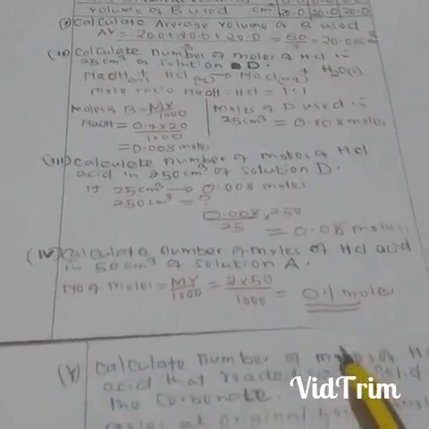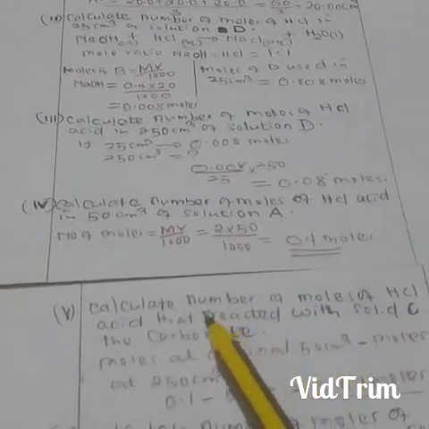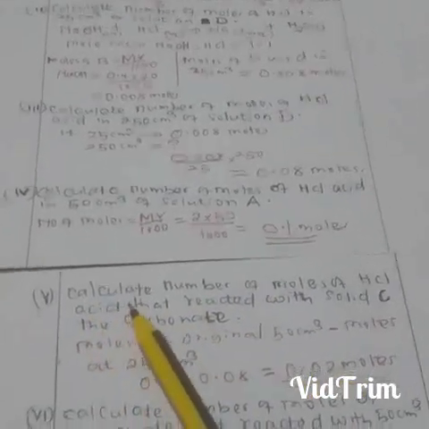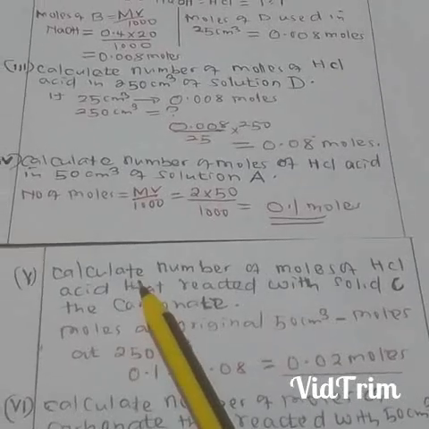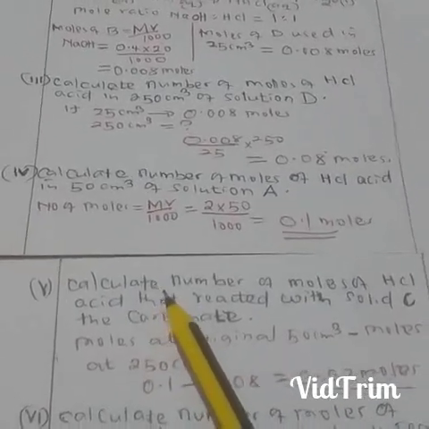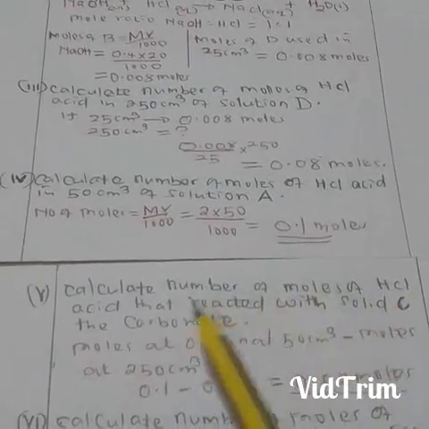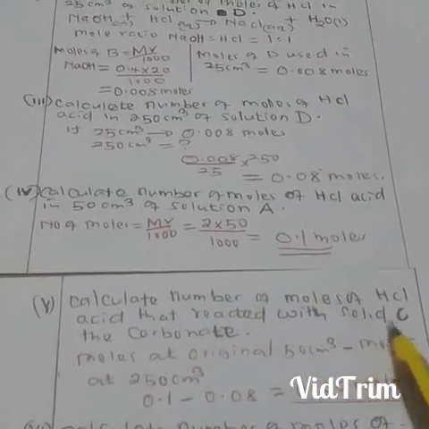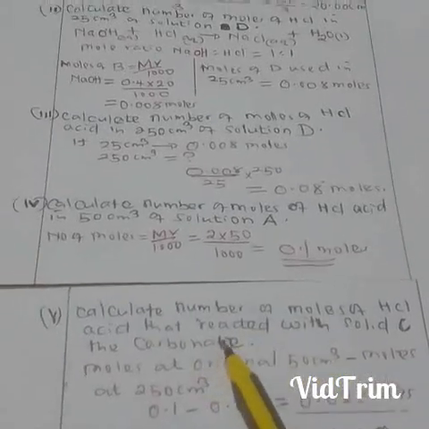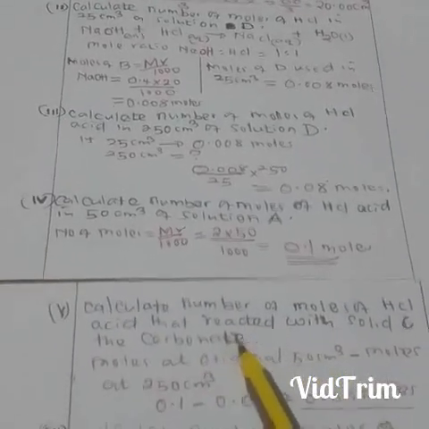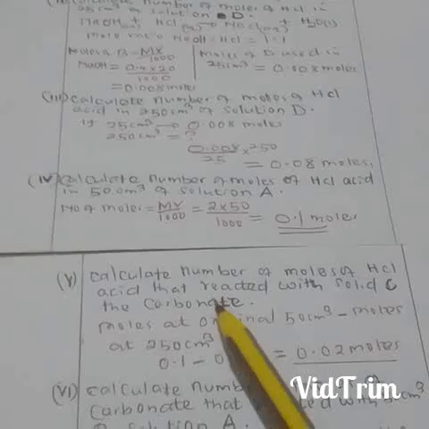Then let us move to question Roman 5. Question 5 says, calculate the number of moles of hydrochloric acid that reacted with solid C, the carbonate. So the carbonate, solid C was the carbonate. So my student, we reason this way.